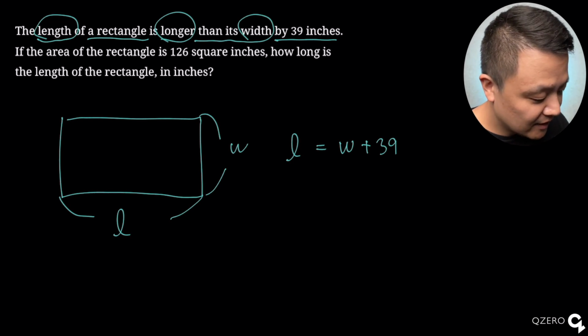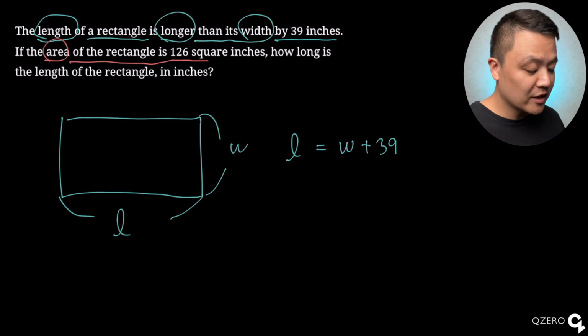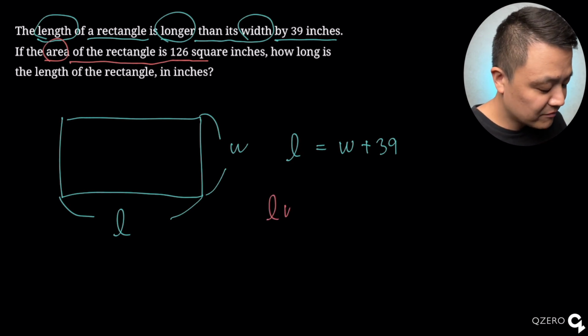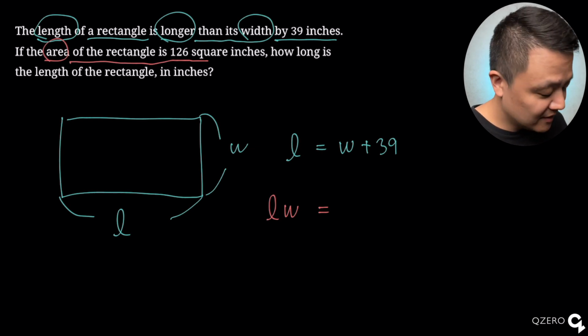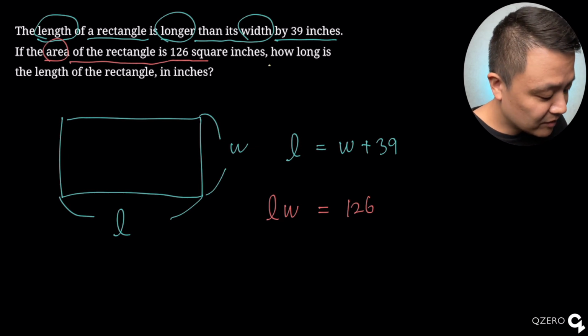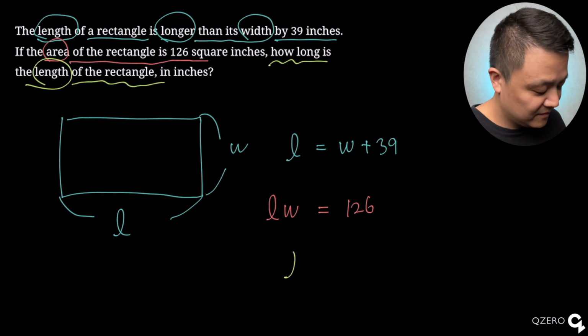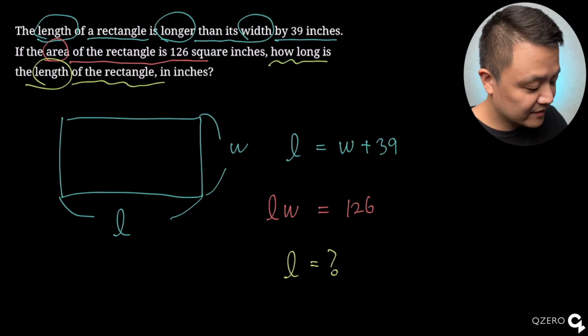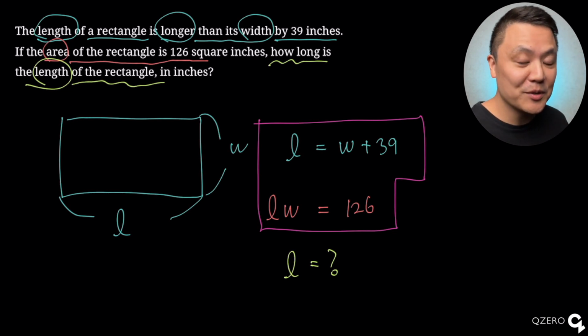So far so good. If the area of the rectangle is 126 square inches, that means the area of the rectangle can be found by making a product of length and width. So L times W has to be equal to 126. And we're looking for the length part. L equals what? So take a look at here. We have two variables and two equations. That means that system can be solved algebraically or graphically.